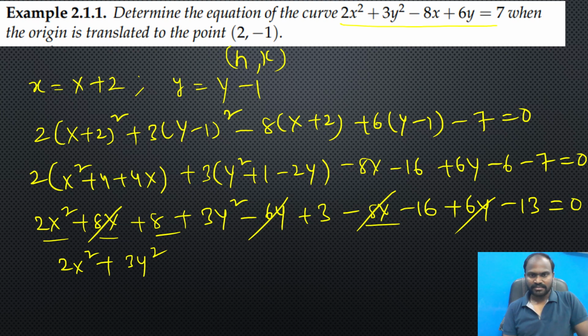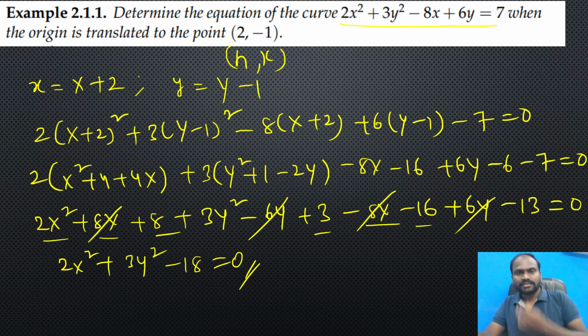So 8 plus 3, 11 minus 16 minus 5, so minus 13, minus 18 equals to 0. So this is the new equation when the origin is translated to the given point. Okay, right? This is simple enough.